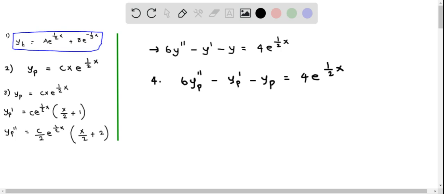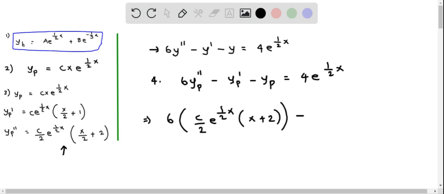So this implies 6 times, replace yp double prime by this expression. So this will be c by 2 e power half x, then multiplied with x by 2. We then have negative yp prime. So negative of, replace yp prime now. This will be c e power half x multiplied with x by 2 plus 1.